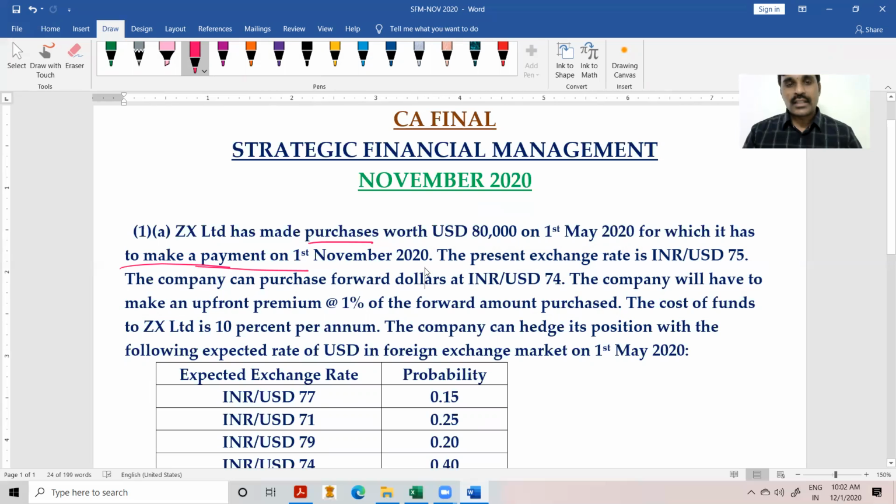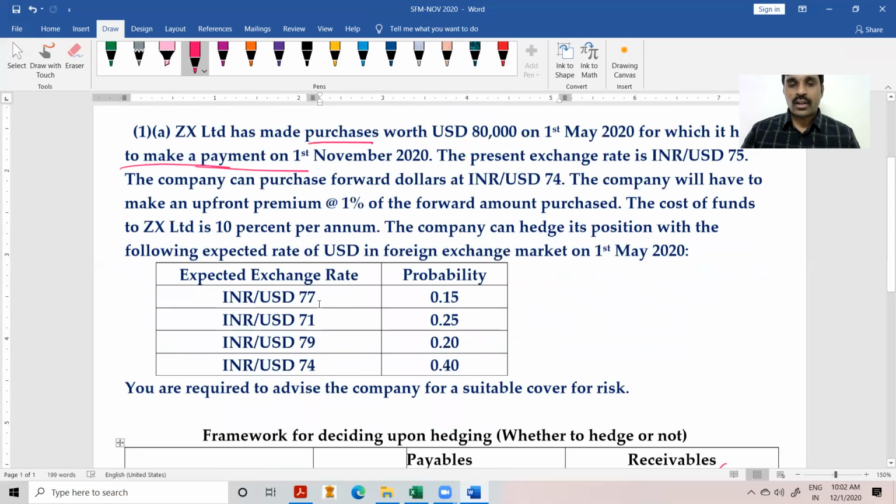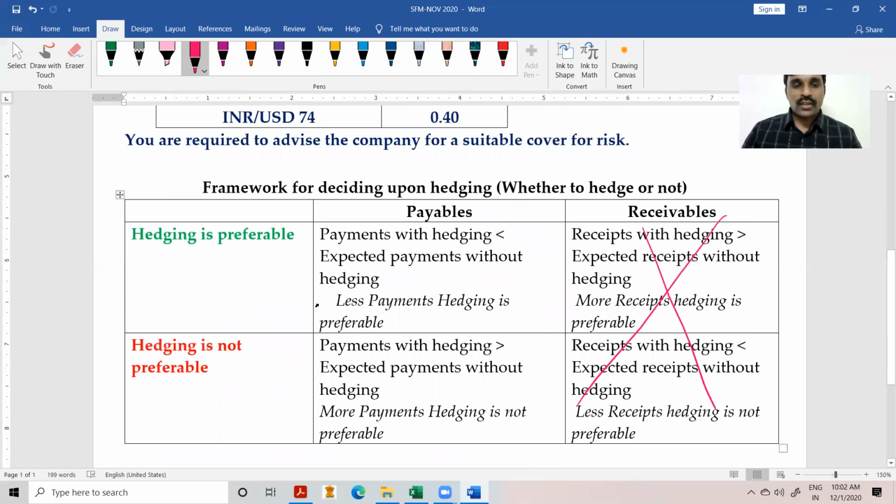So what is the reason for this premium? Why is this premium charged? Here there are two costs involved in hedging: the cost to enter the contract and the cost to perform the contract.